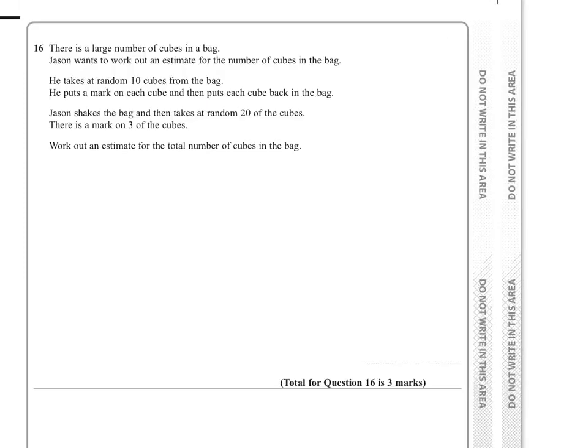Question 16. There is a large number of cubes in a bag. Jason wants to work out an estimate for the number of cubes in this bag. So he takes at random 10 cubes from the bag and puts a mark on each of those 10 cubes. So he marked 10 cubes out of the total number of cubes. This fraction here represents the proportion of marked cubes out of the entire population.